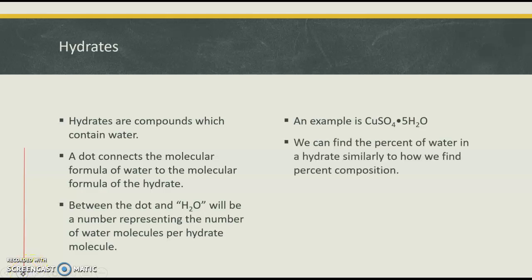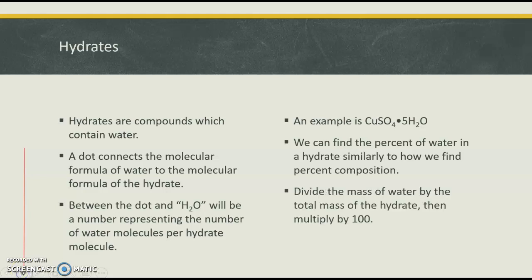We can find the percent of water in a hydrate similarly to how we find percent composition. We divide the mass of the water by the total mass of the hydrate. This means the mass of the water plus the mass of the molecular formula. Then multiply by 100.